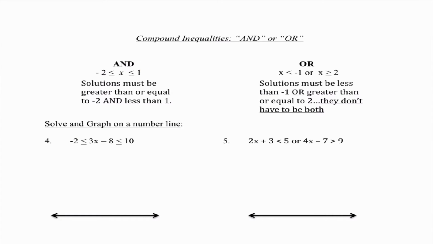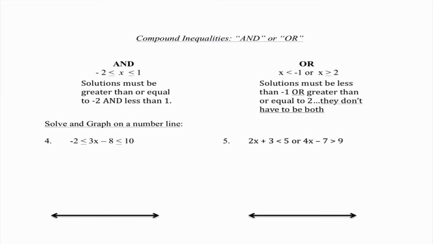Those solutions must be greater than or equal to -2 and less than 1. So it needs to fit both characteristics. A common mistake is that some of you might think, oh, well, in Algebra 1, whenever it was "and," we just shaded in between. And while often we will shade in between, that is not always true in this class. And we will see that in our notes today.